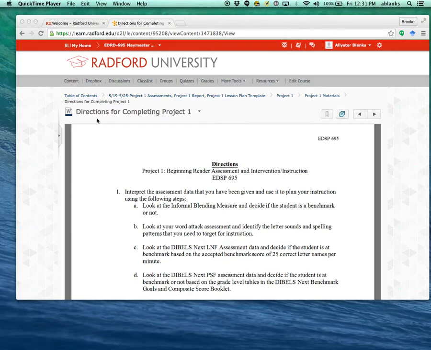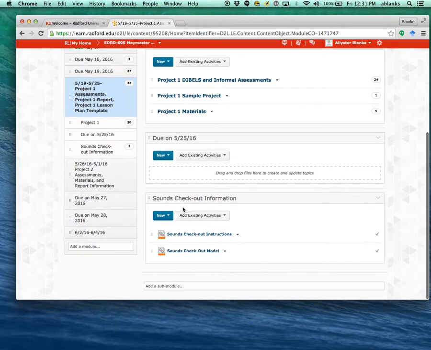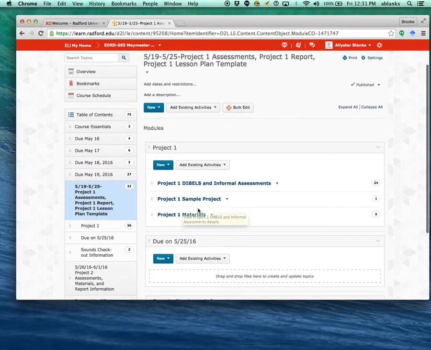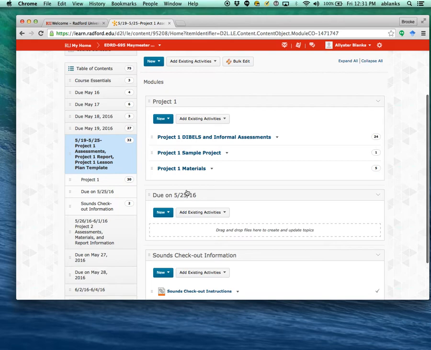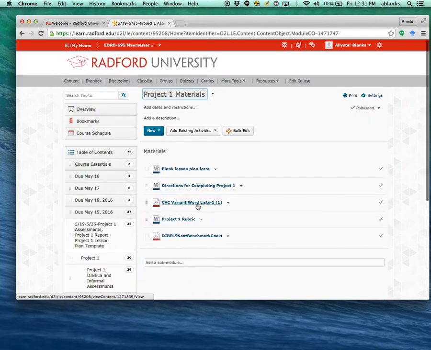Here are the directions for completing Project 1. If you go into your Project 1 folder, which covers 519 to 525, and you scroll down to the Project 1 materials folder, you're going to see the materials in here that you need to use. You're going to write your report based on the sample report that's in the sample report folder.